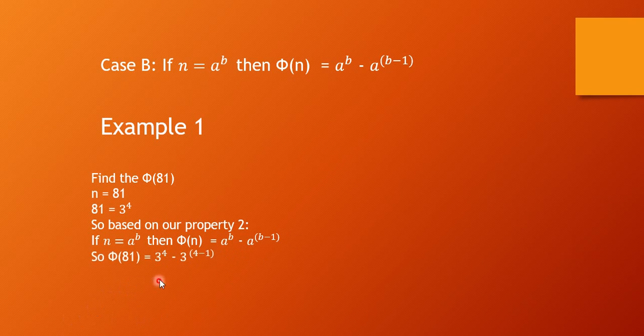So totient of 81 equals 3 to the power of 4 minus 3 to the power of 4 minus 1. All of this goes in the parentheses. So 3 to the power of 4 equals 81, and 3 to the power of 4 minus 1 is 3 to the power of 3, 3 times 3 times 3, that is 27. If you do the math, you will get 54. That's it, it's as simple as that. We have to come up with this line, 81 equals 3 to the power of 4, then we can plug that into this formula and get the number.